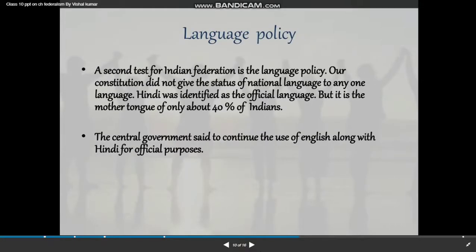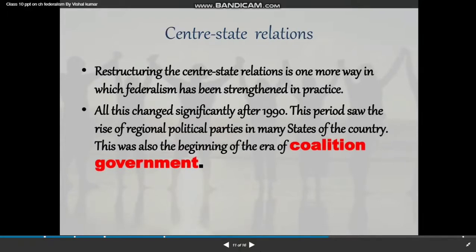Language policy. A second test for the Indian federation is the language policy. Our constitution did not give the status of national language to any one language. Hindi was identified as the official language, but it is the mother tongue of only about 40% of Indians. The central government said to continue the use of English along with Hindi for official purposes. Center-state relations. Restructuring the center-state relation is one more way in which federalism has been strengthened in practice. All this changed significantly after 1990. This period saw the rise of regional political parties in many states of the country, which was also called the beginning of the coalition government.